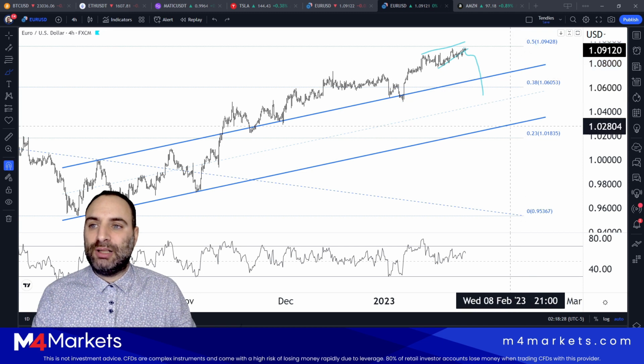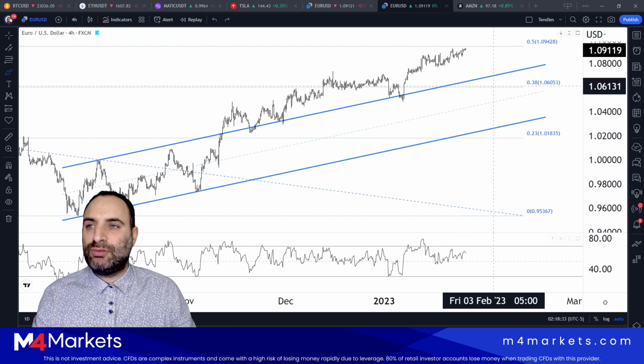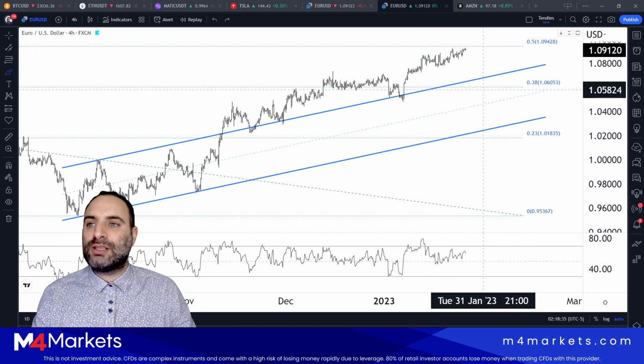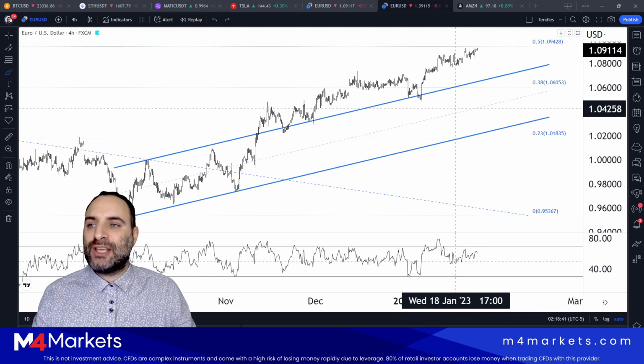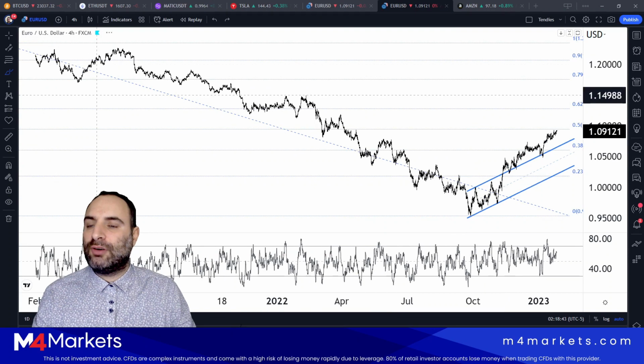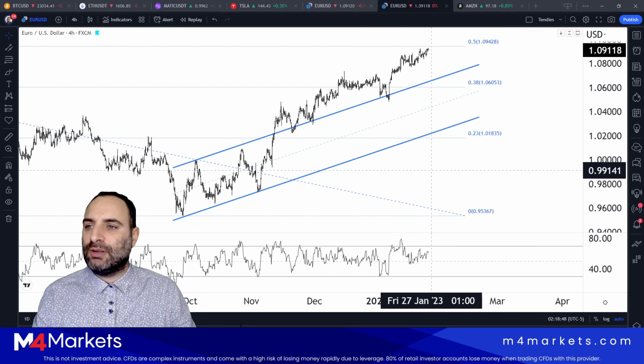But the main point here is that we do have a very big divergence popping on the RSI, with prices of course moving up, and a very big resistance level at the 50 Fibonacci retracement of the full leg from above 124, 125 if I recall correctly.